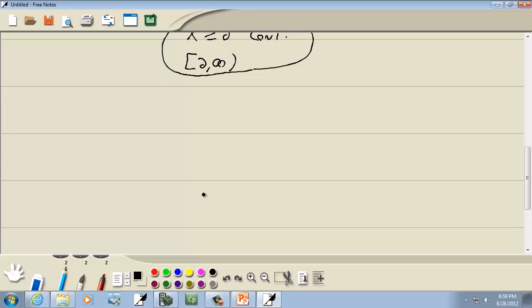Well, let me give you an example of this. That'll help explain this. We've got f of x is equal to x minus 1 over x squared minus 1.